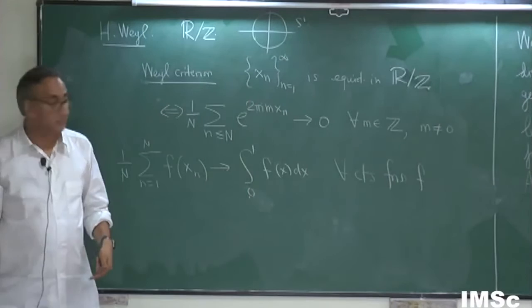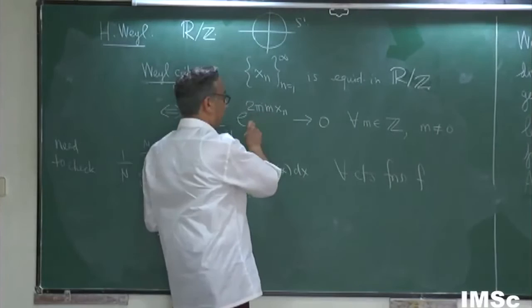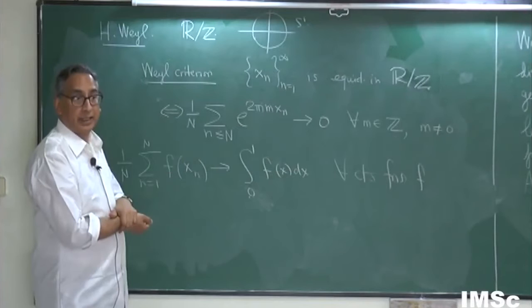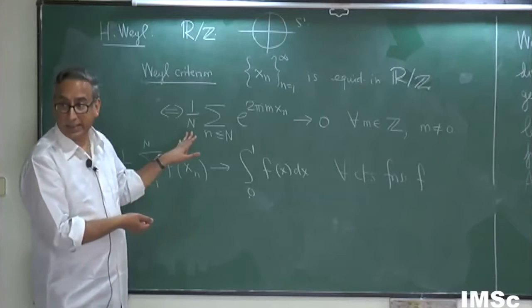And you just have to go the other way now. The other way comes from the fact that these functions are dense in the space of functions. The trigonometric polynomials are dense in the space of continuous functions. Okay? So that's how you get this. This is called the Weil criterion.